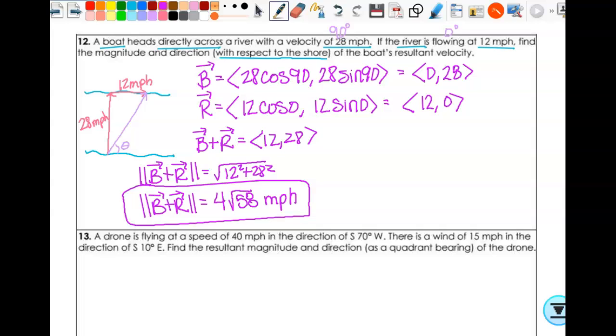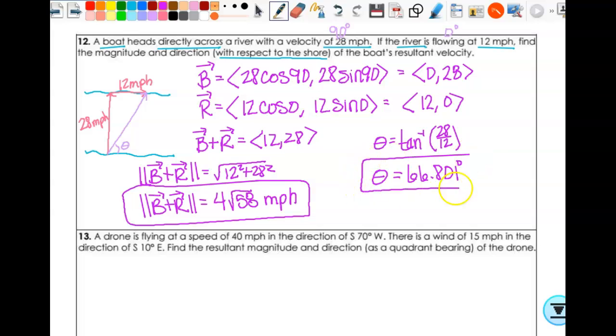Any questions? All right, so theta is the tangent inverse of 28 over 12. And this is a first quadrant vector, but we kind of had already decided that whatever theta is, it is what it is. And you should get 66.801 degrees. So remember, units, important on the paper and stuff. Don't worry about typing them into formative.